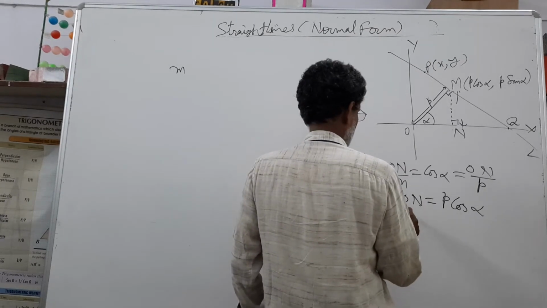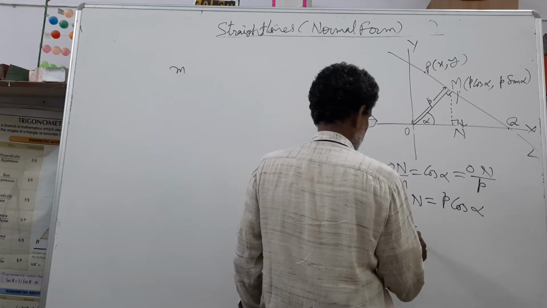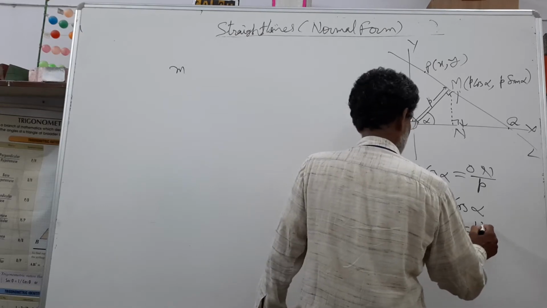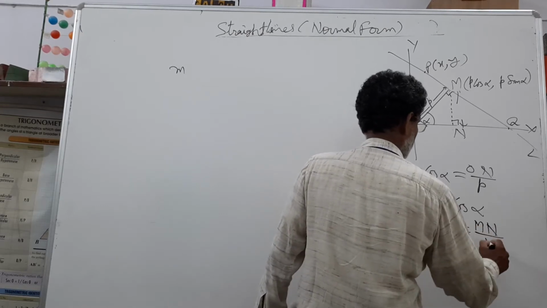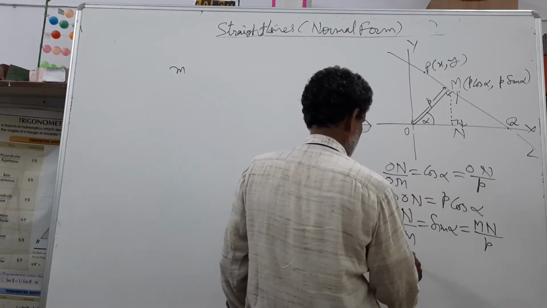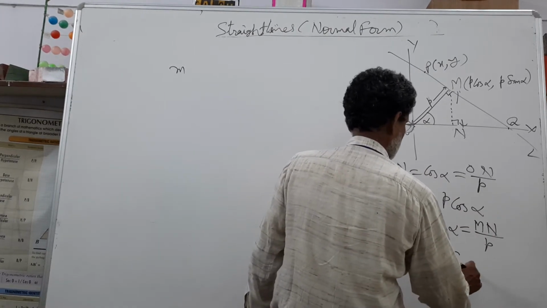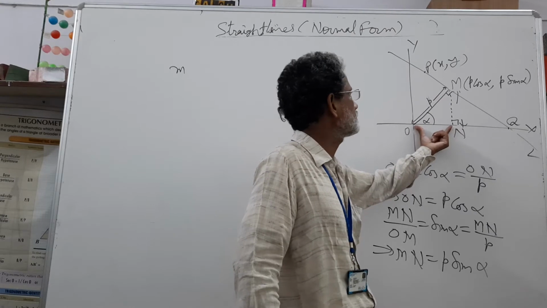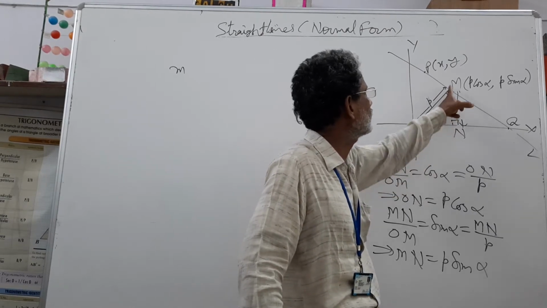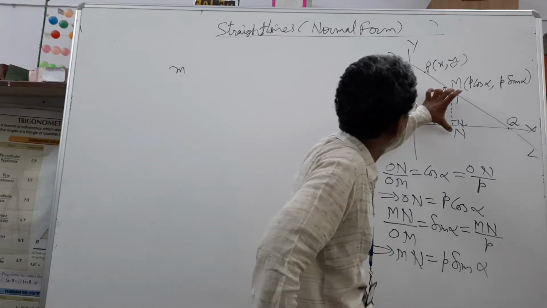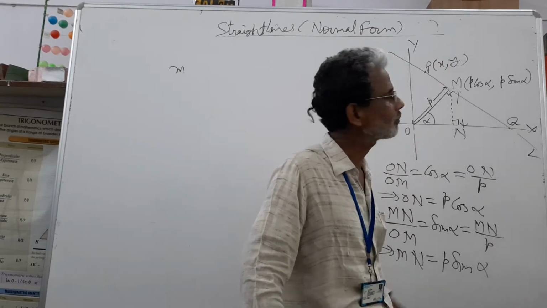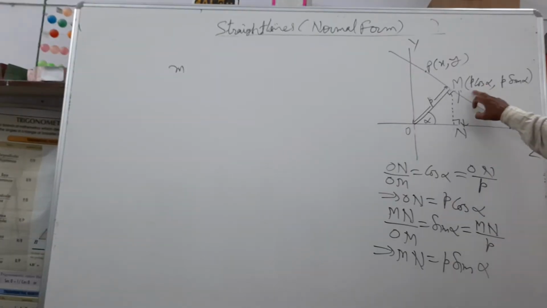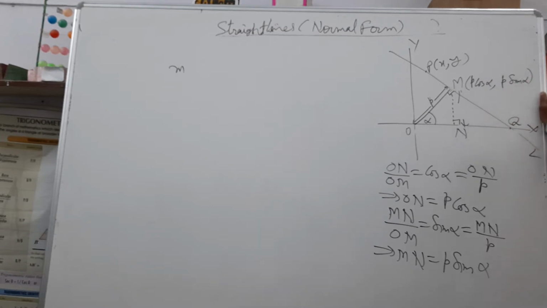Also, MN upon OM is equal to sin alpha, which is MN upon p. This implies MN is equal to p sin alpha. As shown in the figure, ON is the x coordinate of the point M and MN is the y coordinate of the point M. So the coordinates of M will be (p cos alpha, p sin alpha).